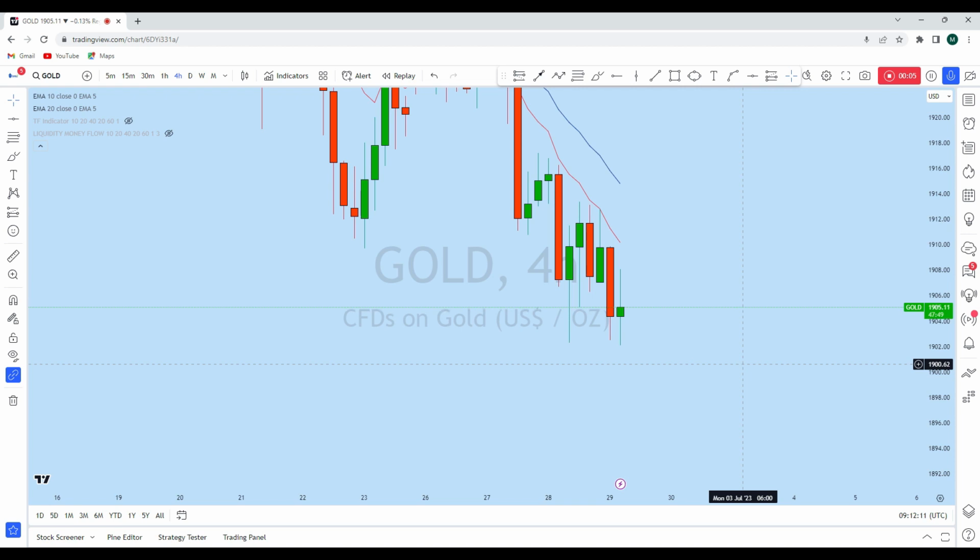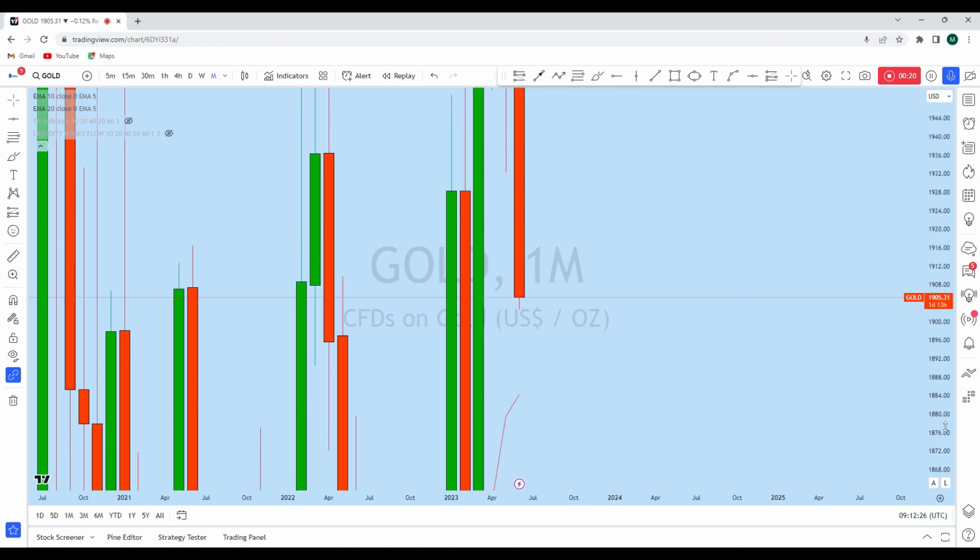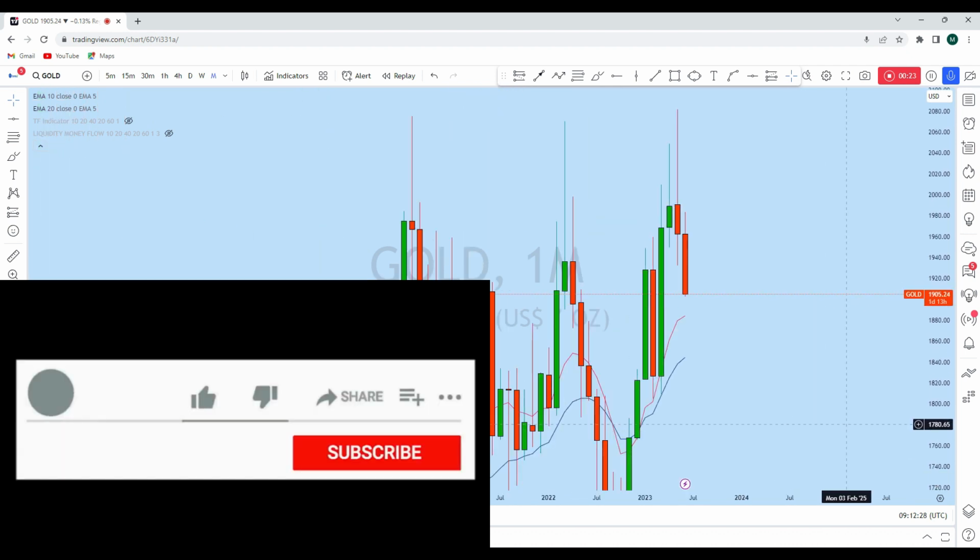Let's see what kind of trading opportunity we currently have in this instrument. From the lower time frame perspective, we can see that gold is showing a significant trading opportunity. Before we discuss how we can trade, let's first look at the bigger picture, starting with the monthly time frame to see the overall picture in the market.